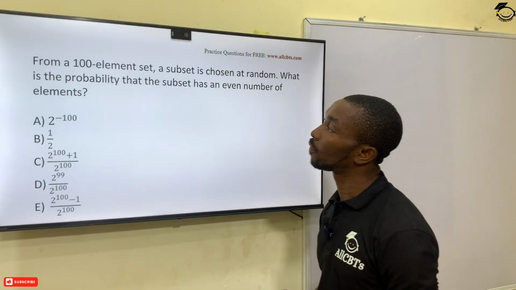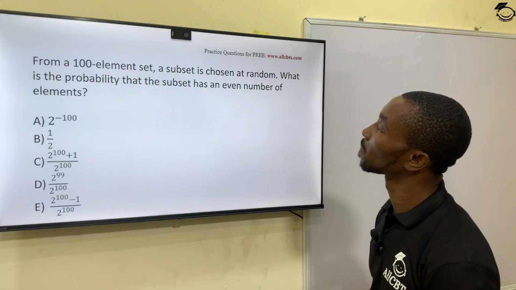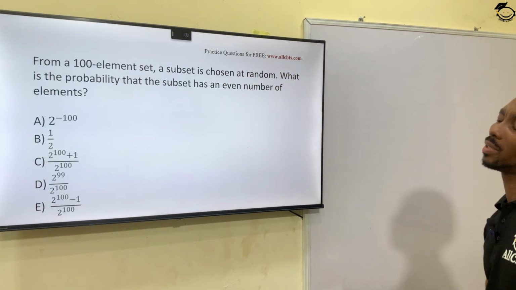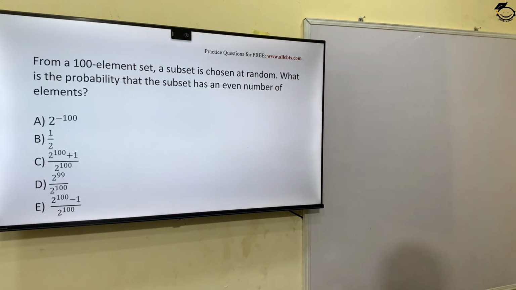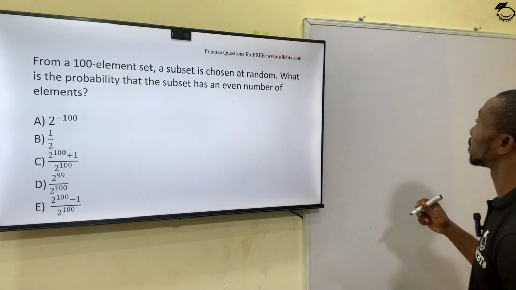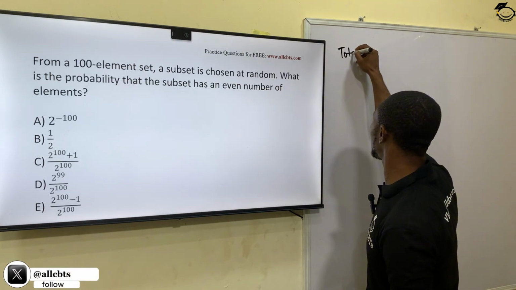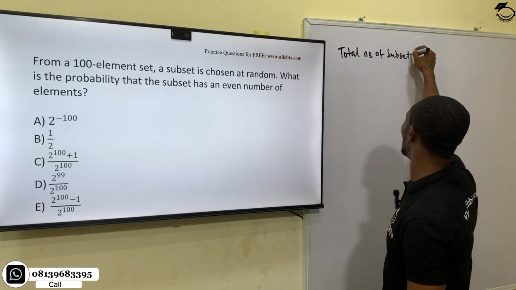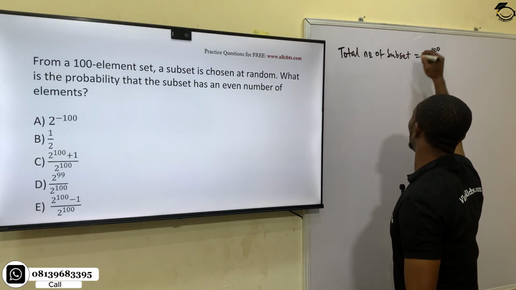From a 100 element set, a subset is chosen at random. What is the probability that the subset has an even number of elements? Now, our total number of subsets would be 2 raised to power 100.